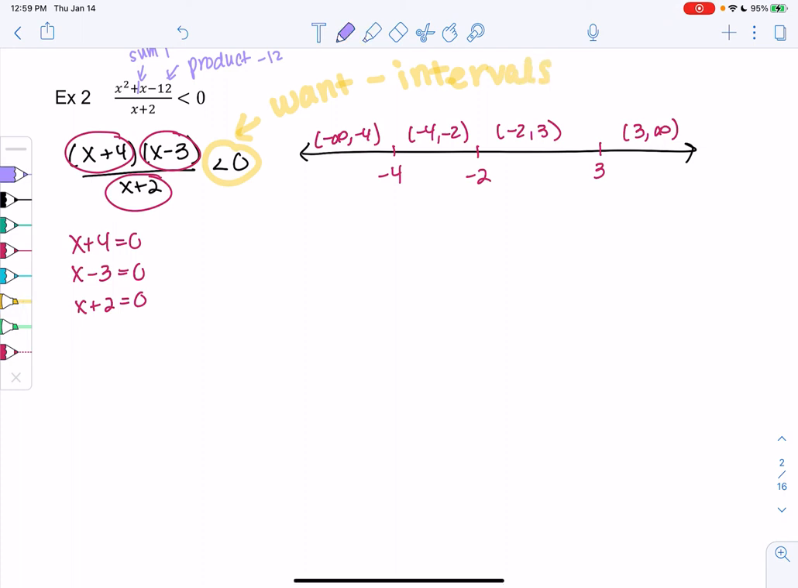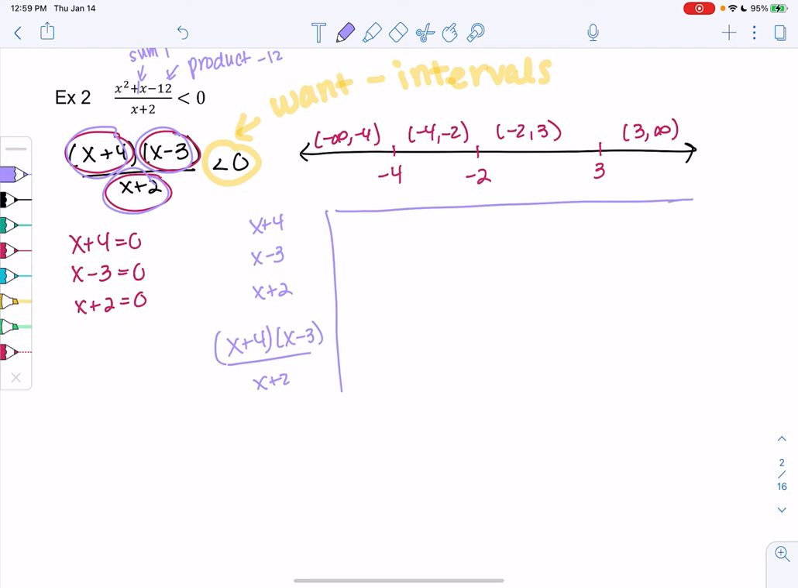So I like to set up a table. I'm going to do all 3 factors, and then I'll do the final product. So x plus 4. I think it's easier to test one piece at a time. That's why I do this. And then we'll combine them into all of them. So technically, you could test them all at once, but it gets really overwhelming. So I find it easier to test one at a time.